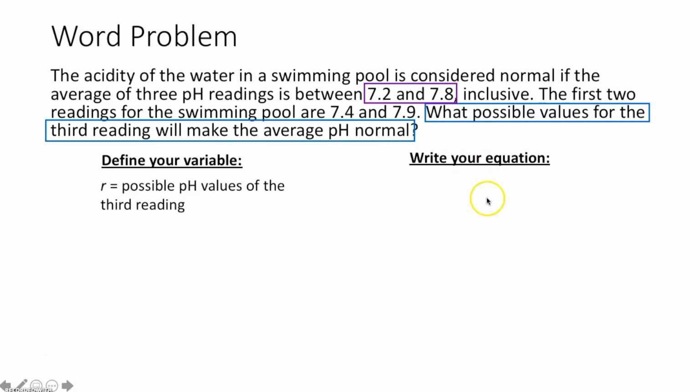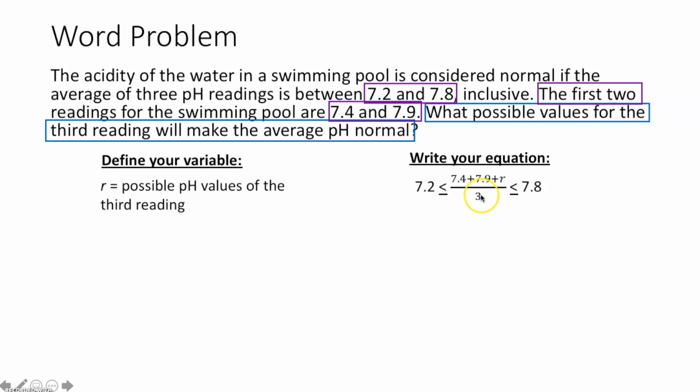Now, what do I write in the middle? Well, I need the average of the 3 readings. So how do I write that? Well, the first 2 readings are 7.4 and 7.9. So I'm going to do 7.4 plus 7.9 plus our third reading, all divided by 3. That would be the average of our 3 readings. Now I have this inequality. All I have to do is solve it for R in the middle.